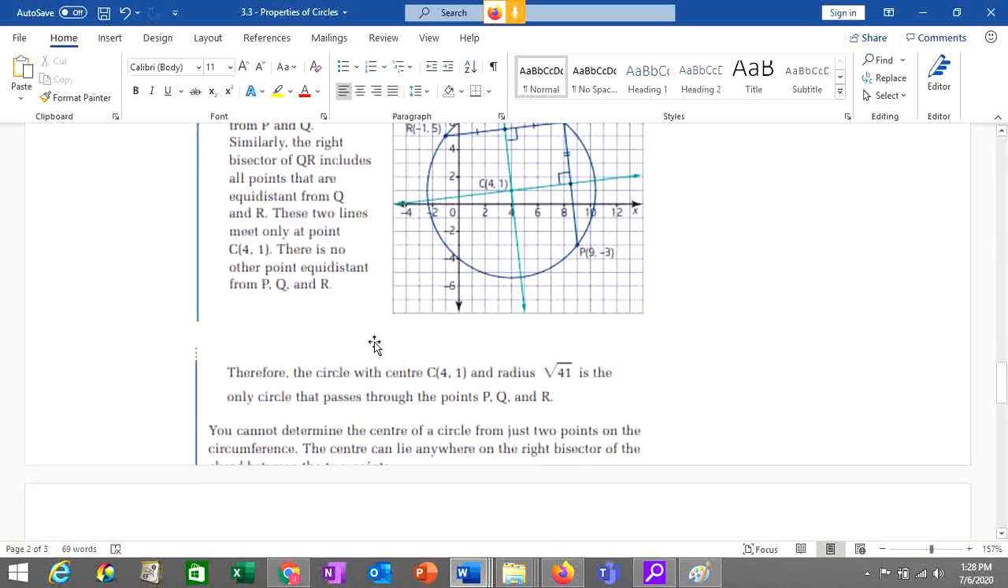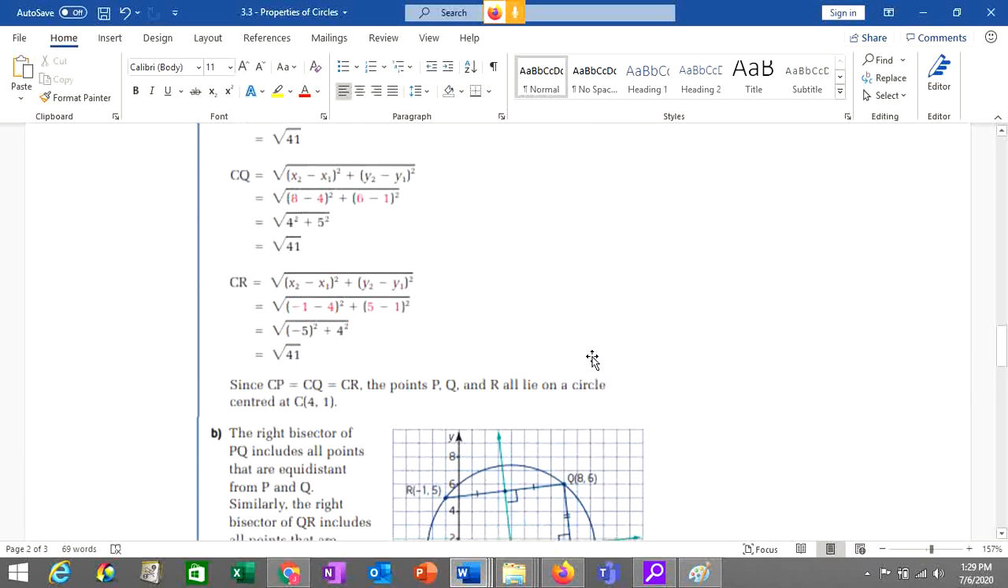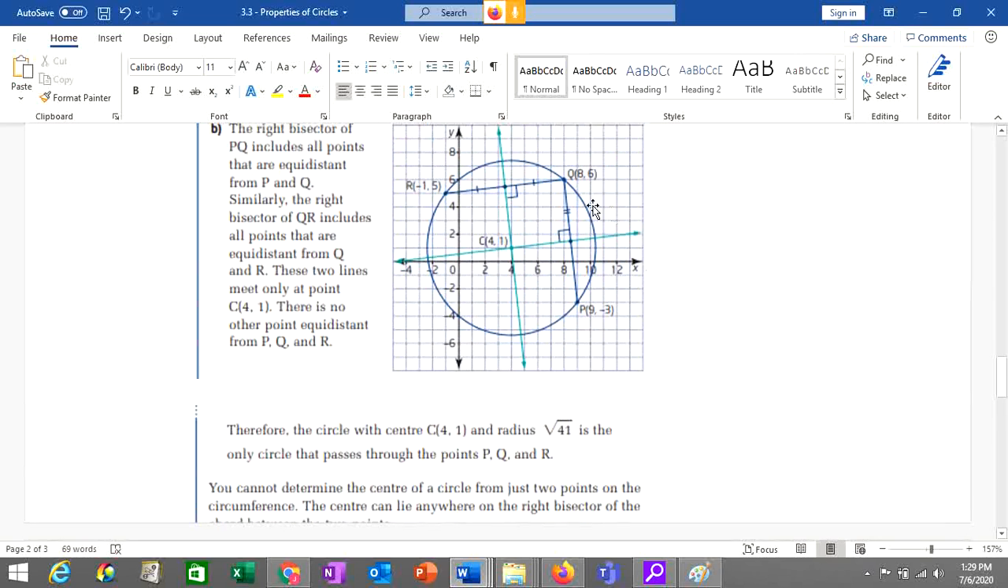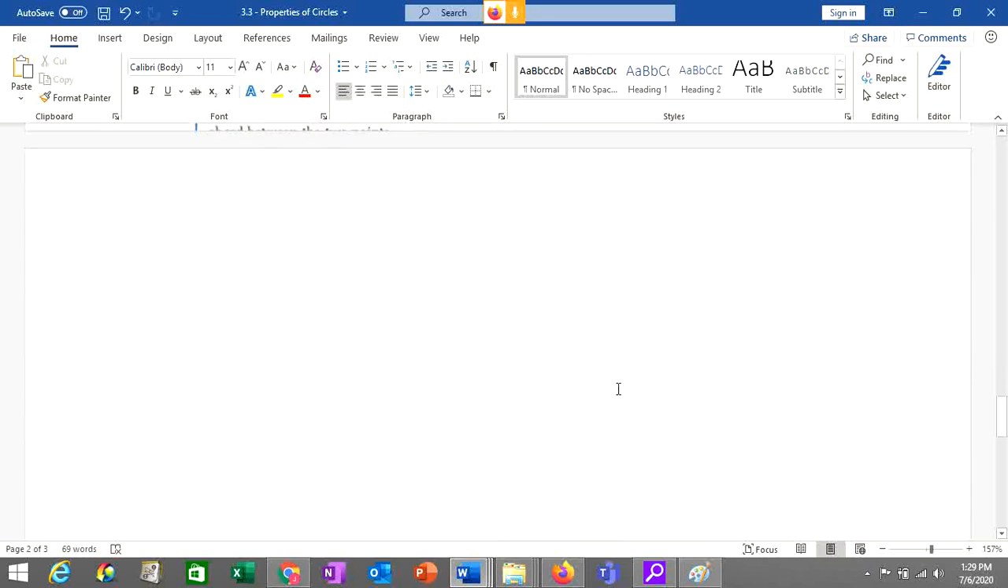So therefore, the circle with center (4, 1) and a radius of root 41, which we determined up here, is the only circle that passes through the points P, Q, and R. In other words, if you have 3 points, you're only going to have one circle with one center that can go through all 3 of those points at the same time.